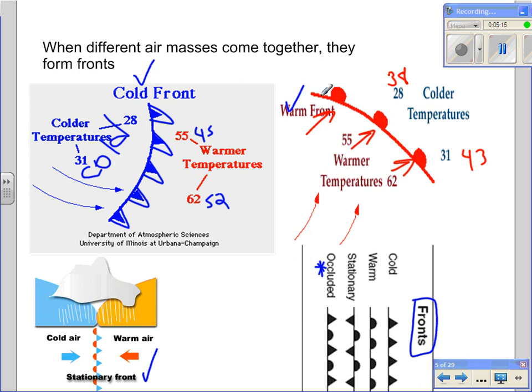A stationary front means the two air masses are locked into place and they can't go anywhere. So it's stationary. When something's not moving, it's stationary. And an occluded front is almost like a sandwich. Basically, you have warm air between two cold air masses, and it's forcing that warm air to rise. Okay, so these are the four main types of fronts.